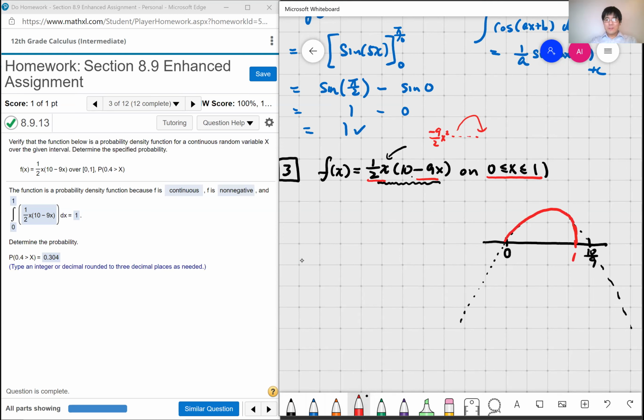So it is continuous everywhere, and it is non-negative in this interval. All we need to check is that the area under the curve between 0 and 1 is equal to 1. So what we have to check is that the integral from 0 through 1 of this function is equal to 1.